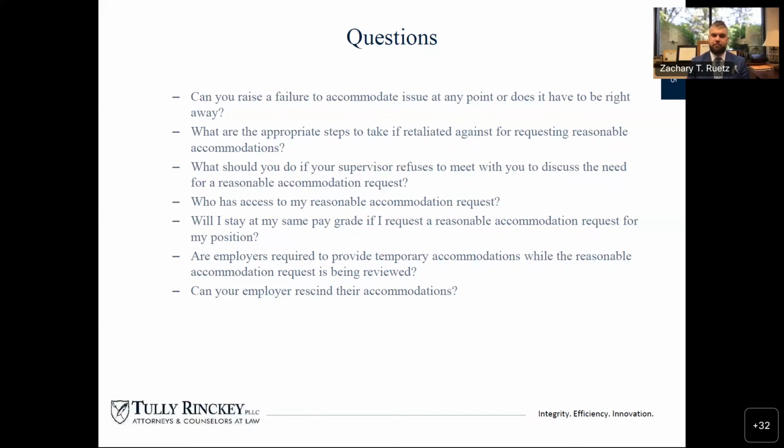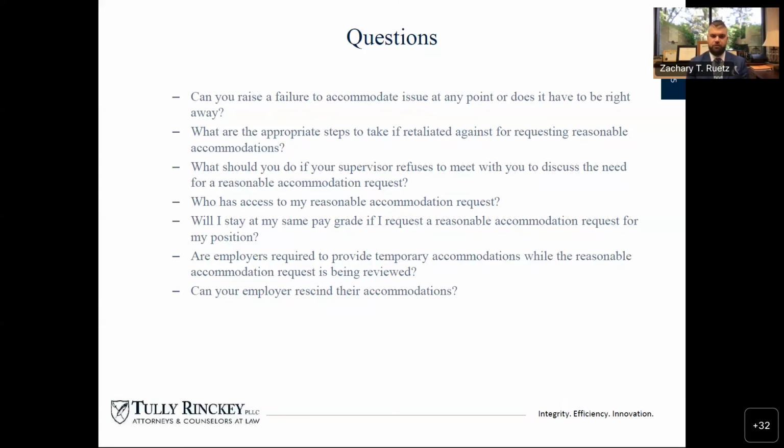And even if you're filing a complaint for a failure to accommodate, you can still be retaliated against for your engagement in that process and in the interactive process, and then also in the EEO process. So it's important to amend your complaint if you suspect reprisal as well.